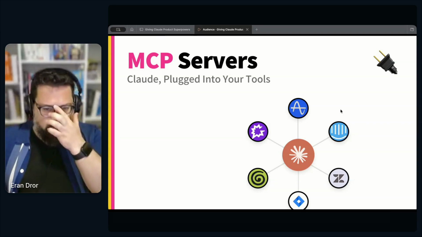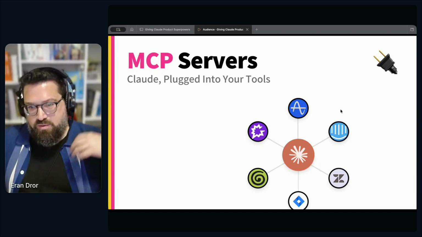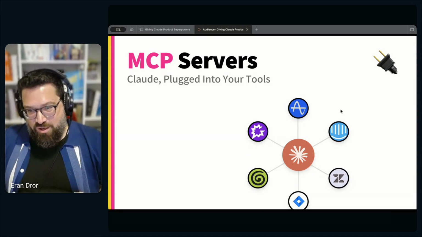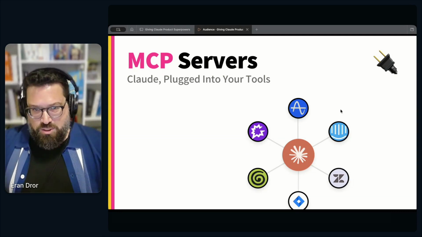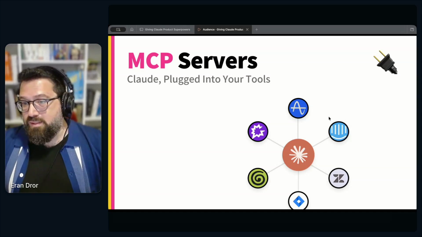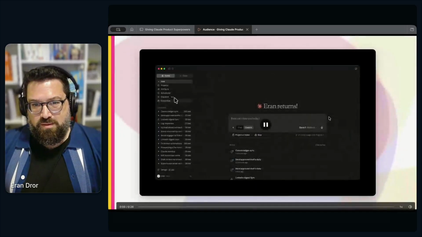And it can use it both as read and write. It can add things into it. It can take things out of it. And it all depends on your permission, right? So this is what an MCP is. Very, very critical piece of this.